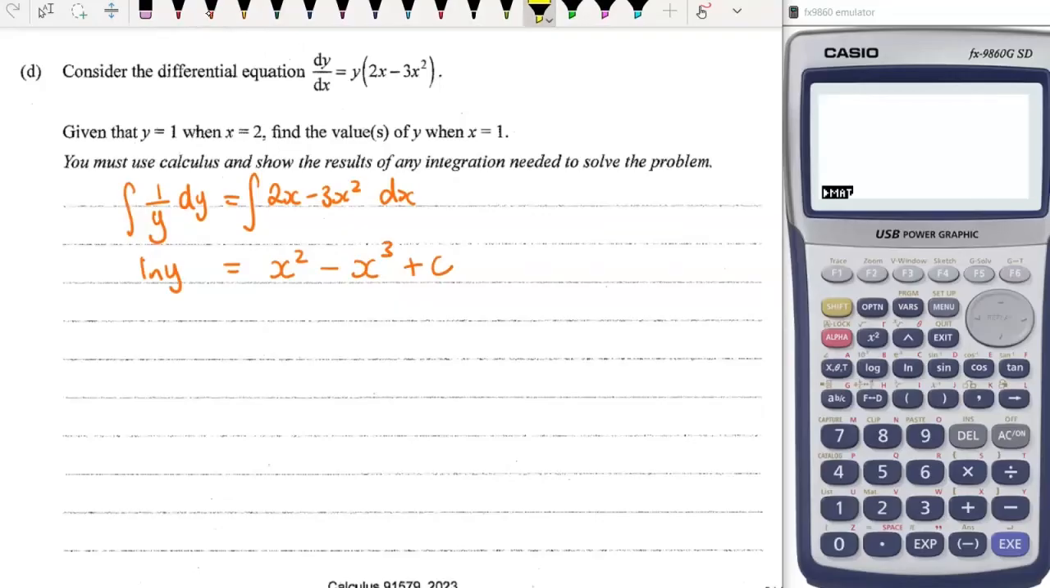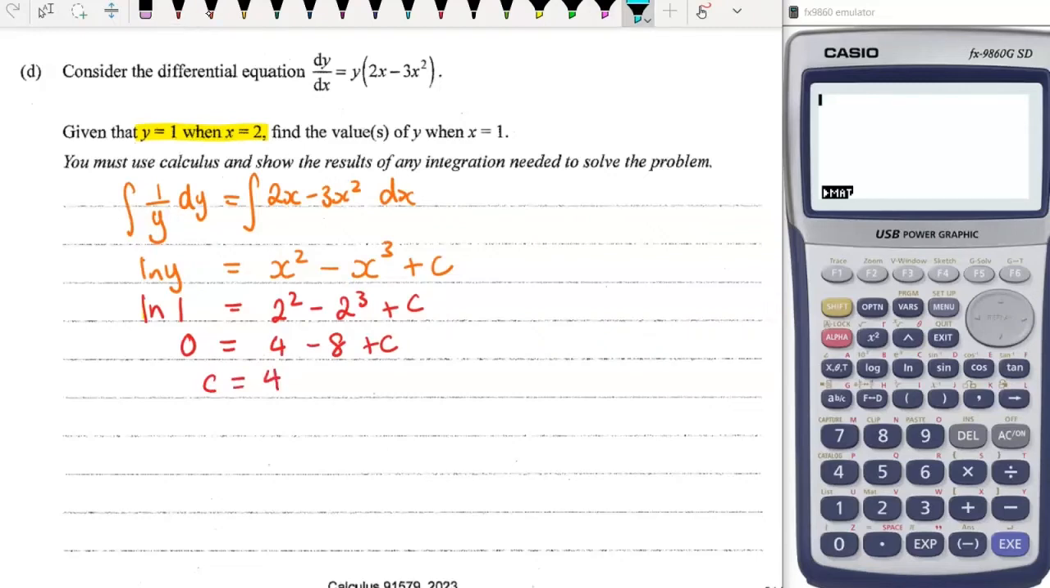Now we're told that when y equals 1, x equals 2. So we then have log of y is equal to 2 squared minus 2 cubed plus c, subbing those in. Oh, I forgot to put a 1 there, log of 1. Log of 1 is 0, so 0 equals 4 minus 8 plus c, so therefore c is equal to 4.